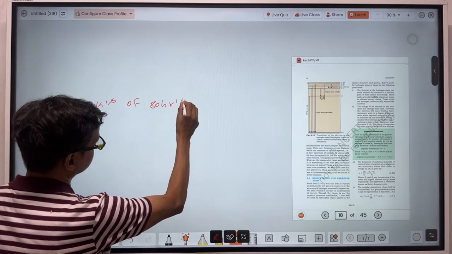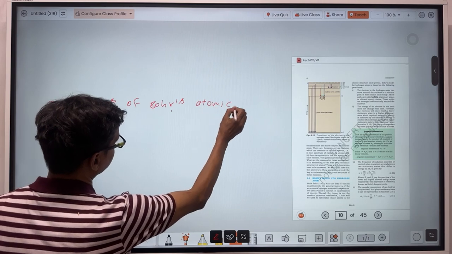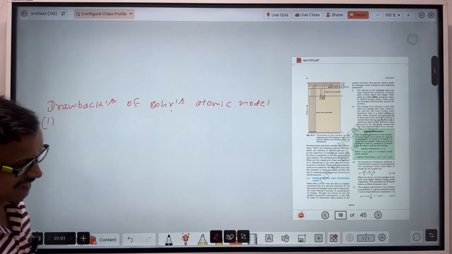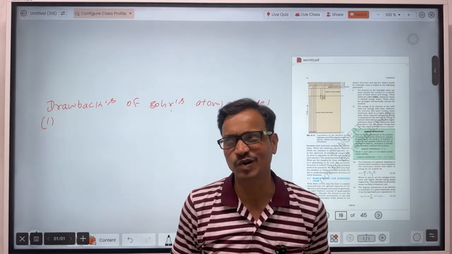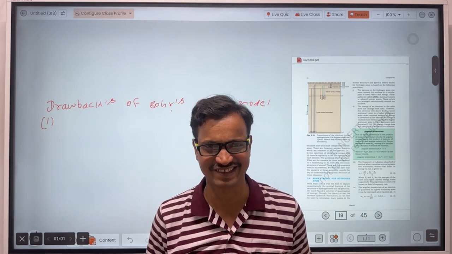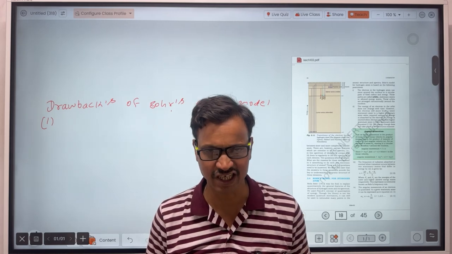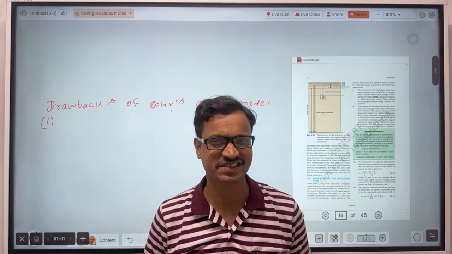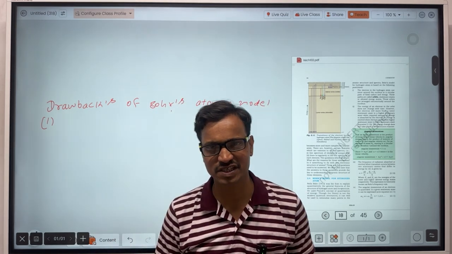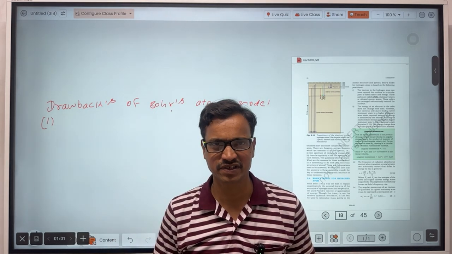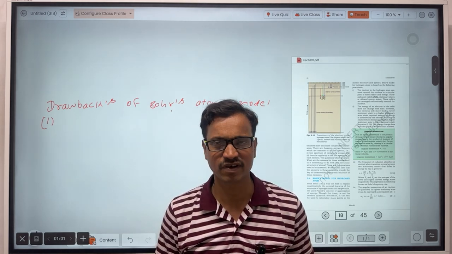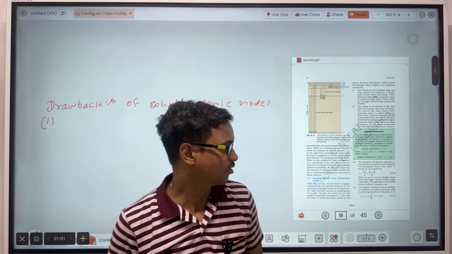Okay, so let's discuss the drawbacks of Bohr's atomic model. The first drawback was that Niels Bohr explained the spectrum of hydrogen or hydrogen-like species, but about the atomic spectrum of any other element, this theory was silent.